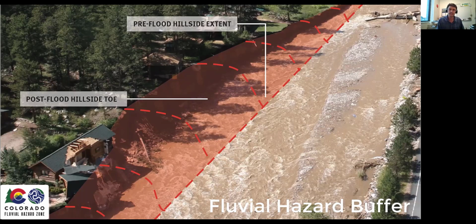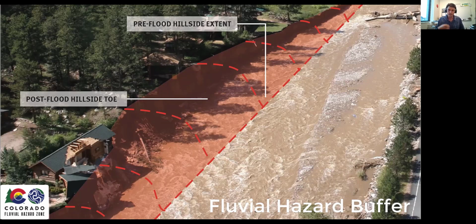Here's an example of where you can see the extent of the pre-flood hillside. And from the 2013 flood in the Big Thompson Canyon, we had a pretty big erosion of that toe. So these homes that you can see here that were eroded into, unfortunately, they were probably outside of the 100-year floodplain, the 1% AEP floodplain, and maybe they didn't have flood insurance. However, they were still in a hazardous area because of this potential to erode the hill slope.